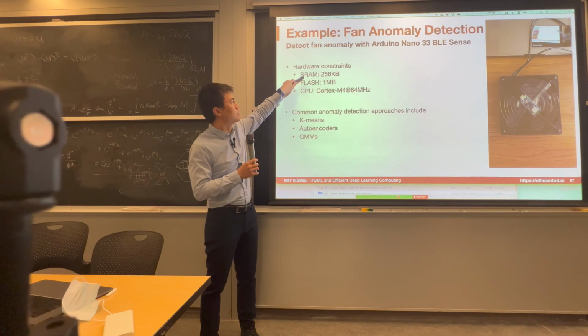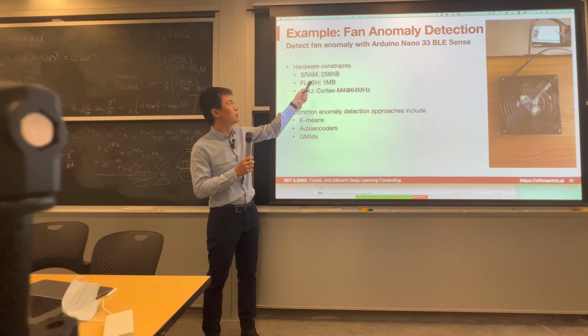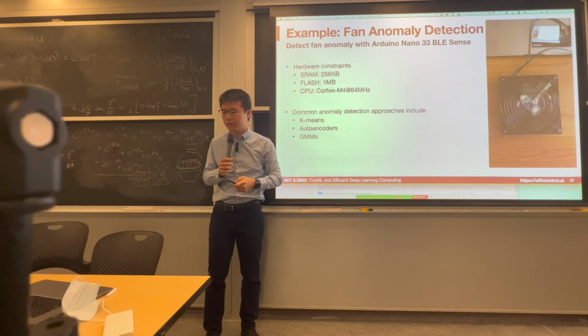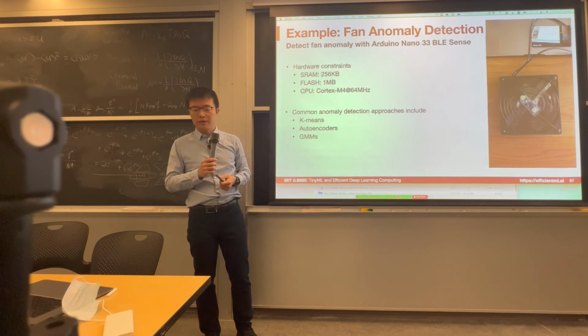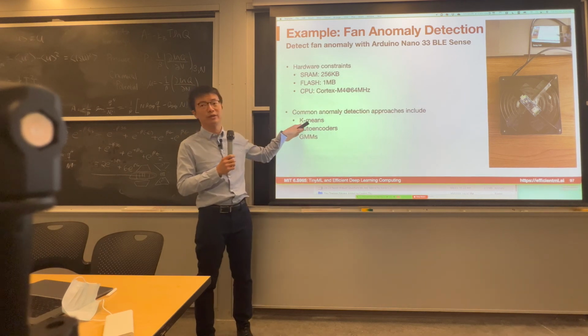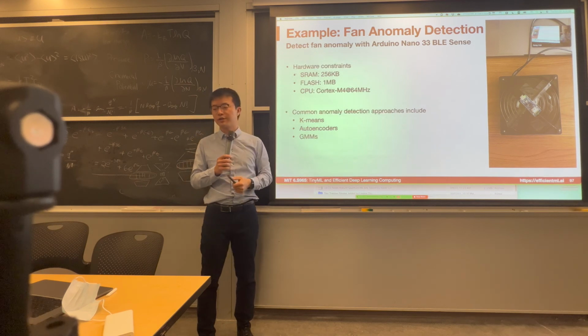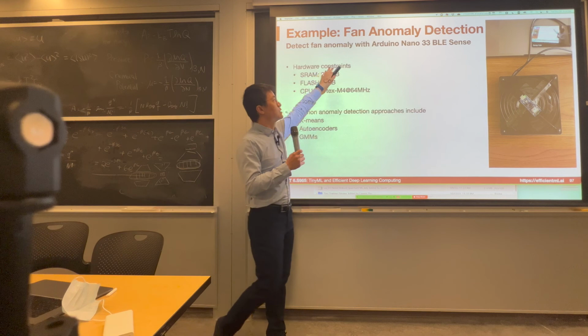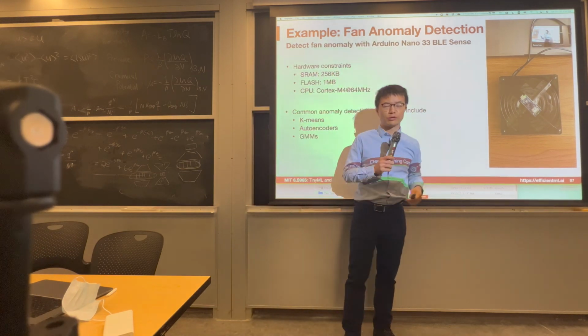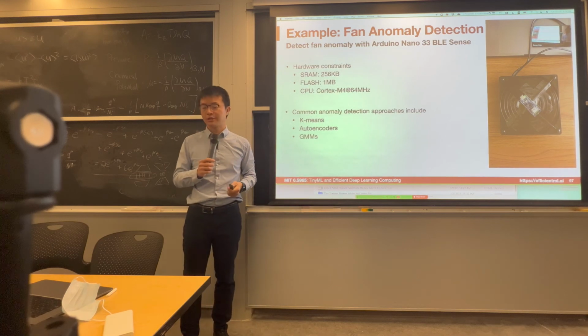So the resource constraint is our ARM Cortex-M4 microcontroller, right? 256 kilobytes of SRAM, 1 megabyte of flash. There are several commonly used anomaly detection approaches, including k-means, right? Autoencoders, and also Gaussian mixture models. So feel free to use this board to do your final project, but we don't want to restrict the final project. Just giving you some ideas.